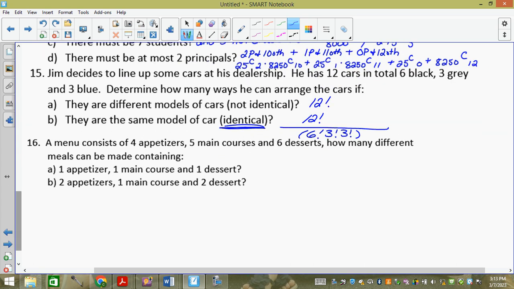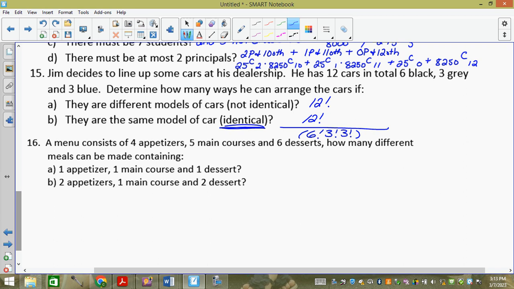The last one, a menu consists of 4 appetizers, 5 main course, 6 desserts. I'm choosing appetizers, main course, dessert. Appetizers from appetizers, main course from main course, dessert from dessert. What do I use? C or P? C. Because order doesn't matter. Because I'm picking an appetizer from an appetizer, right? They're the same thing. Order doesn't matter.